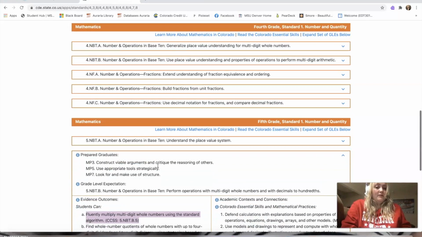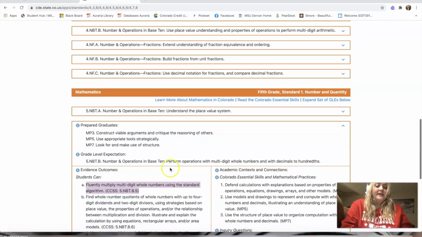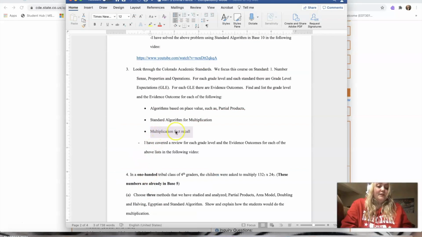I think that we'd probably begin that instruction in fourth grade, when we're starting to get a little more in depth with multiplication, but I definitely think that for multiplication fact recall we'd expect fluency in fifth grade. But yeah, that is just these evidence outcomes and what I found throughout my research for the Colorado academic standards.